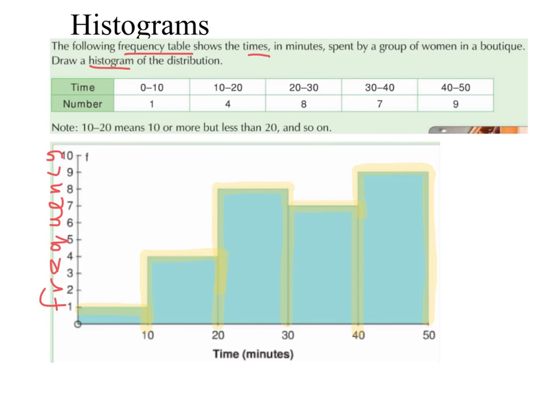Very important to use a ruler to draw our bars. So here we have our histogram completed. Note, 10 to 20 means 10 or more, but less than 20, and so on.